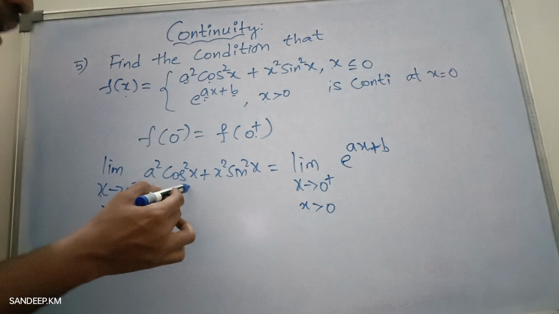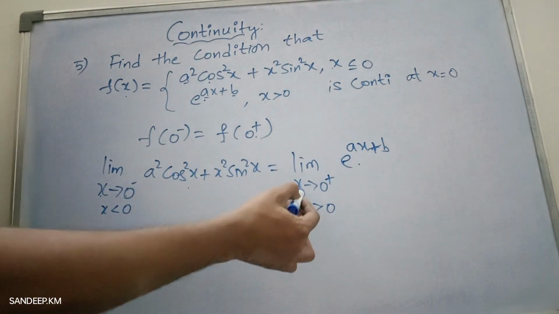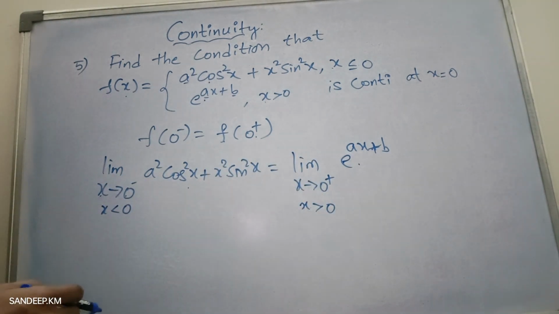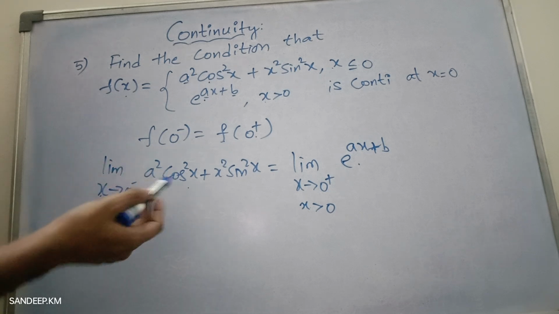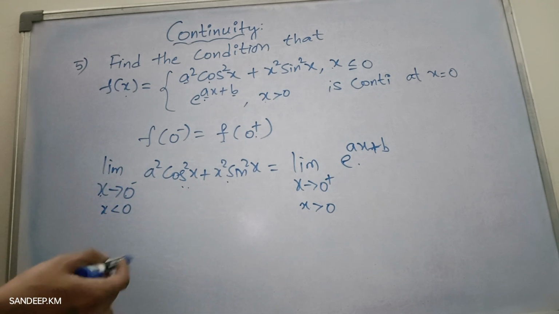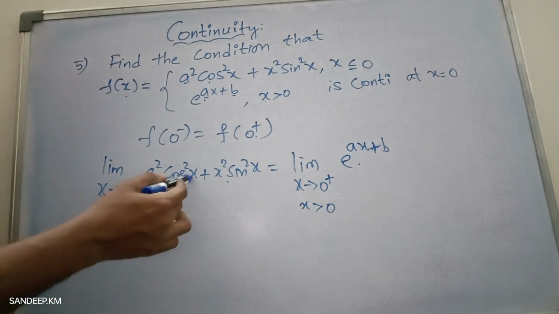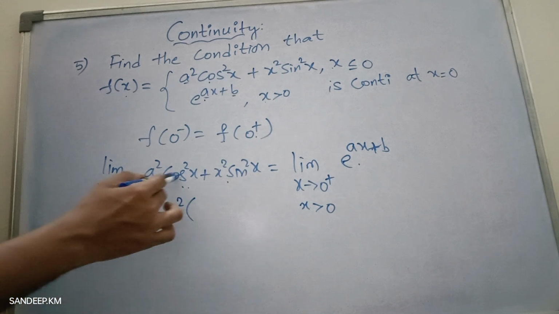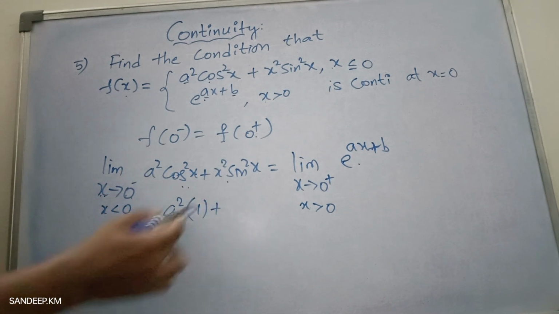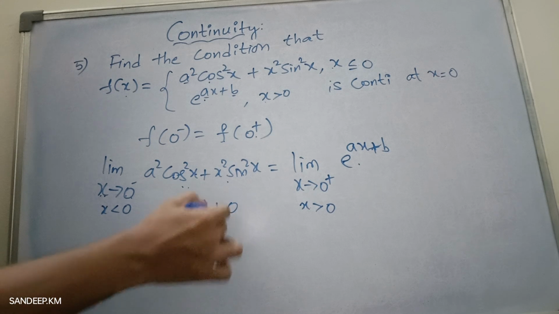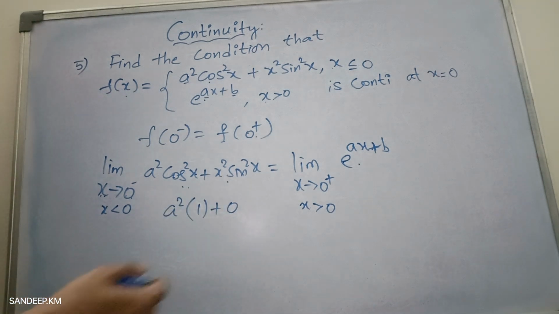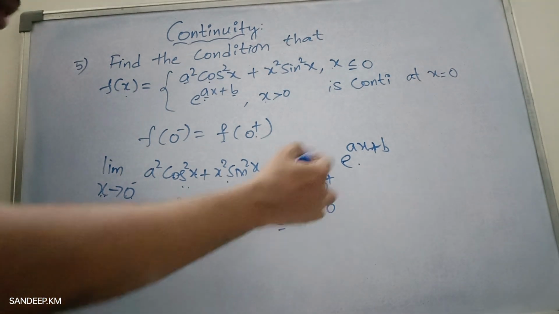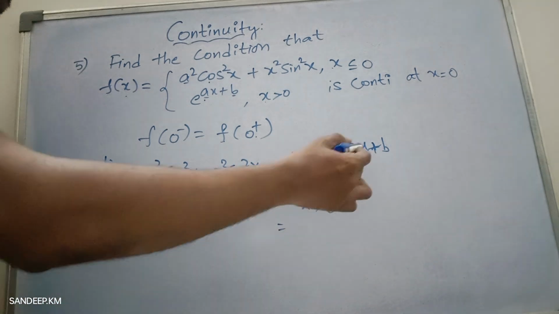Just to decide which function applies here and here, we need x approaches 0 plus and x approaches 0 minus. Now you can directly substitute because it is a continuous function, so substitute the x value as 0. a square into cos square 0 is 1, plus 0 square into sin square 0 is 0. So LHS is a square plus 0. What is RHS? Substitute x as 0 here.